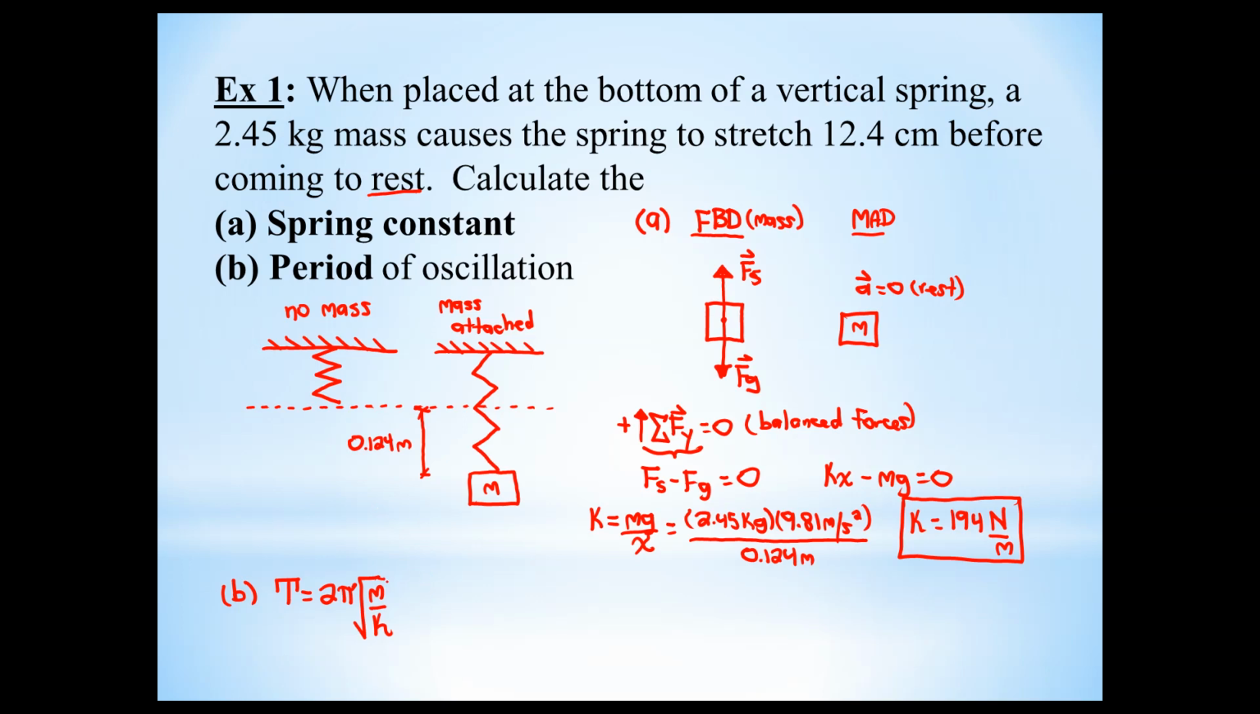And then let's plug some numbers in here. So this would be 2 pi multiplied by m. And then we have 194. Oops, not 194. We're going to plug in the m value here.